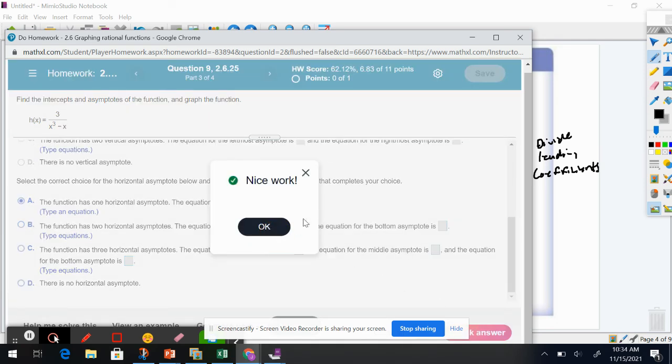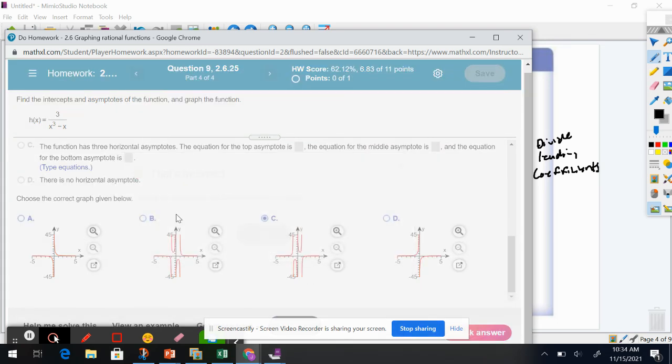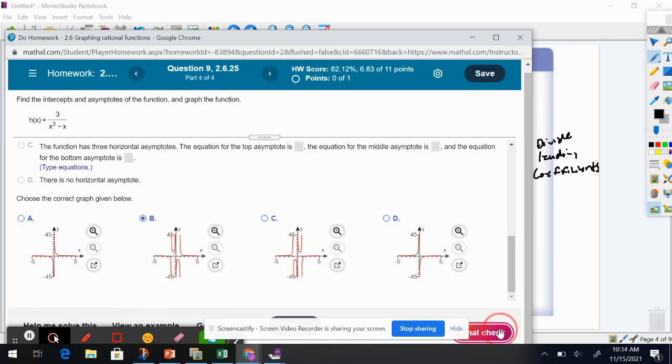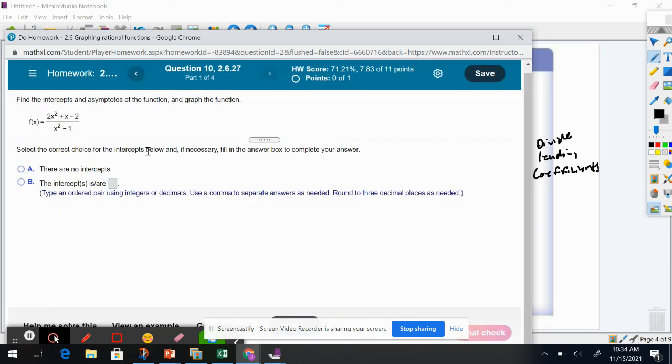All right, take a look at the graph. I'm not going to mess with the graph too much. I want to get on to another problem. I think it looks something like it's either B or C. All right, go with B. You would check Desmos, so I'm not going to mess with it.